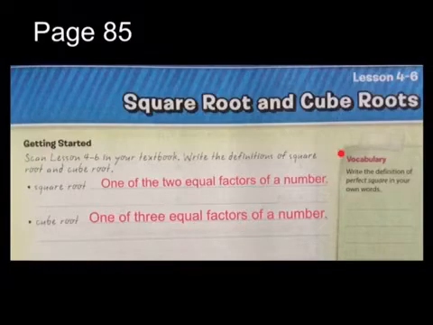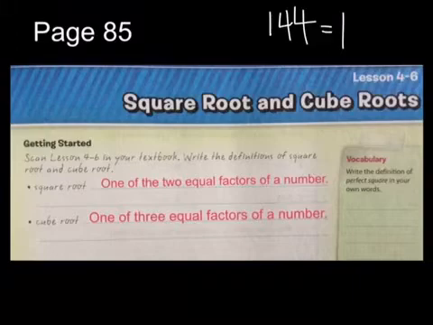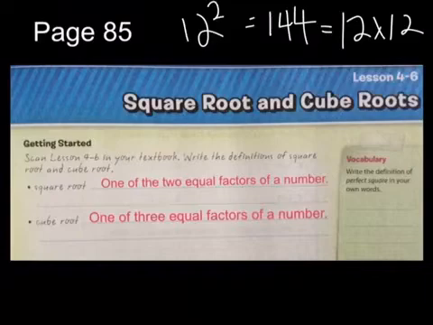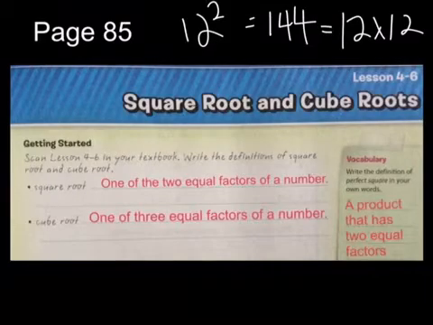Let's do a key answer here on the side. Write the definition of perfect square in your own words. A perfect square, for example, is a number like 144, because 144 is 12 times 12, or you can say 12 squared. So what would be a good definition? I would say a product that has two equal factors. This is our product and it has two equal factors.